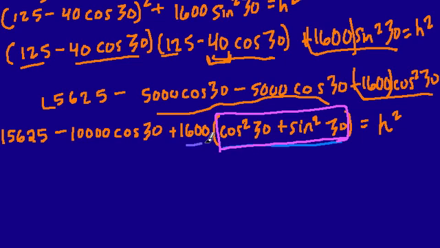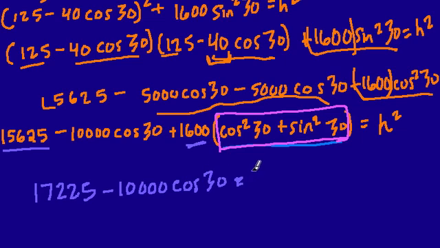And I want to add that to 15,625, right? I want to combine like terms. So if I add 15,625 plus 1600, right, what I'm going to get, well, what's that? It's 17,225, yep, minus 10,000 cosine of 30 equals h squared.